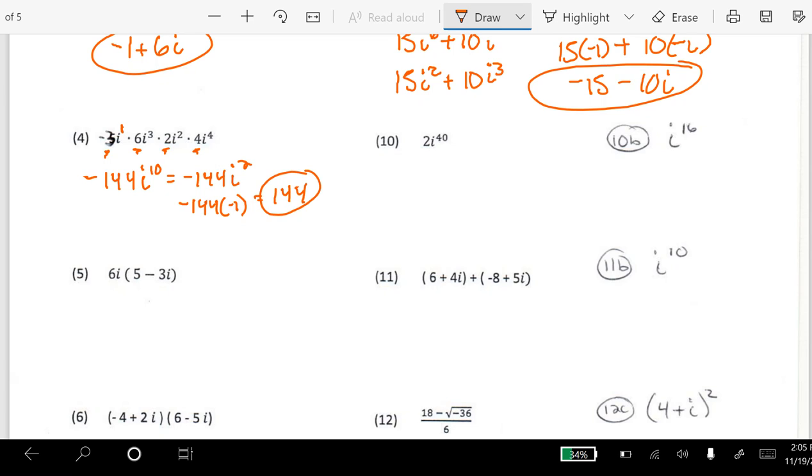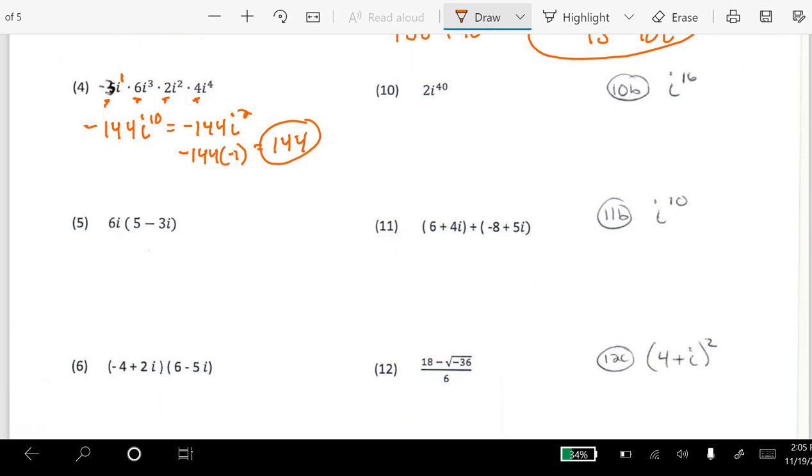We kind of did something like that. Just trying to make sure we do a little bit of everything. I guess I'll do 10. It might be a little different to some of you. It's going to be 2. And i to the 40th, again, if we do 40 divided by 4, it's just 10, no remainder. So if there's no remainder, then that means it's really i to the 4th. So it's just 2 times 1, which is 2.